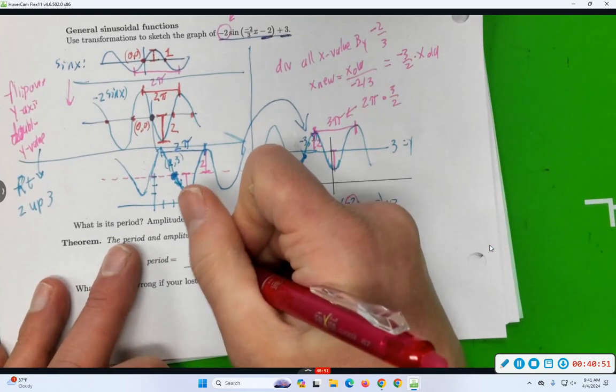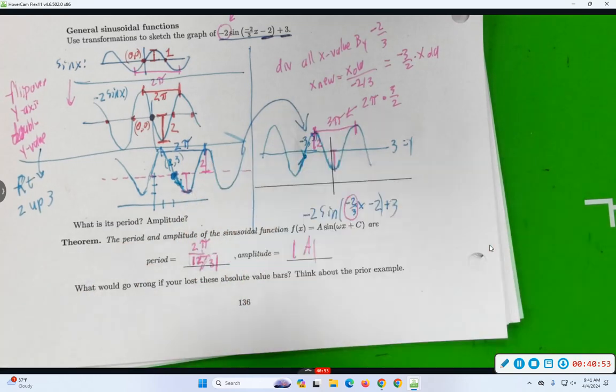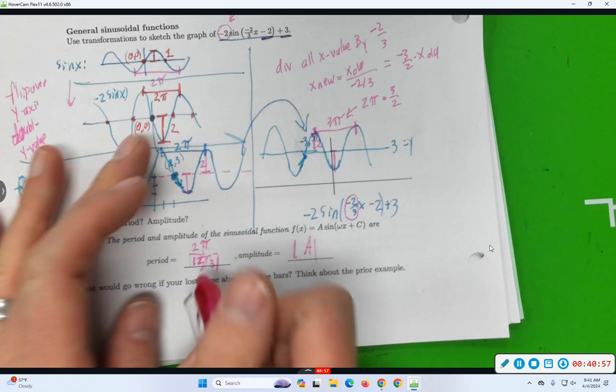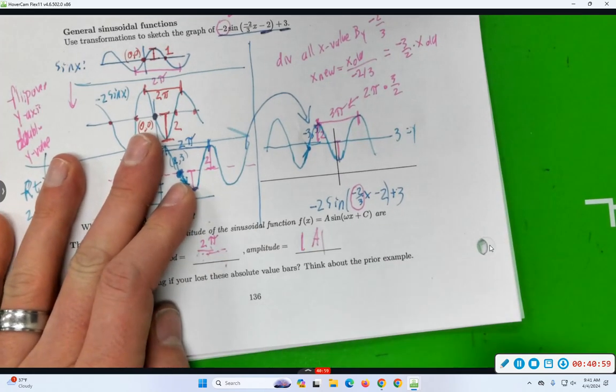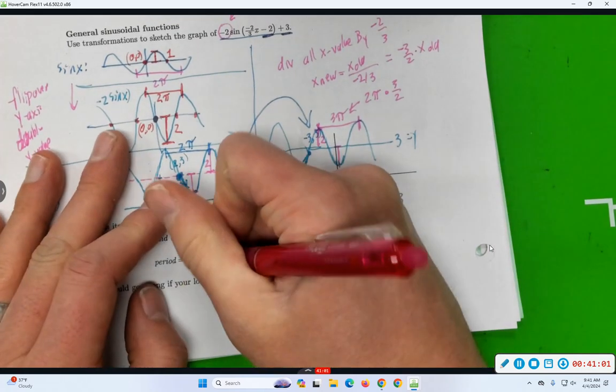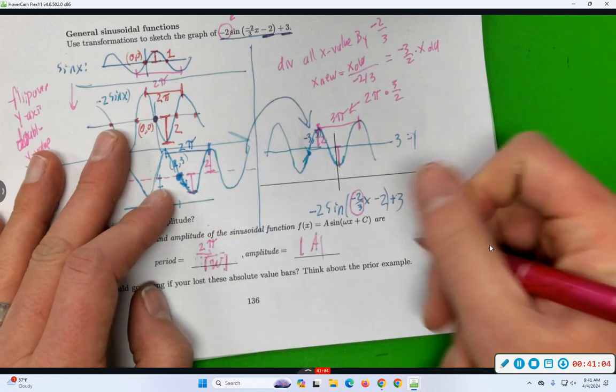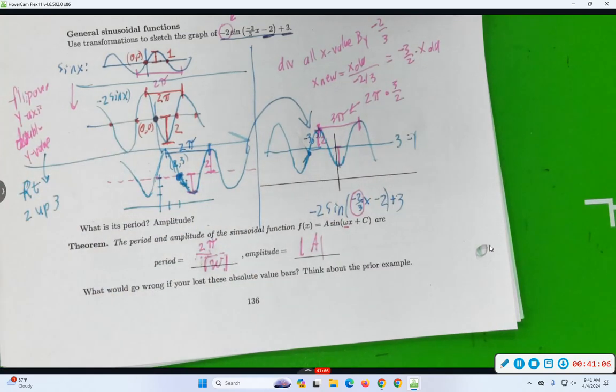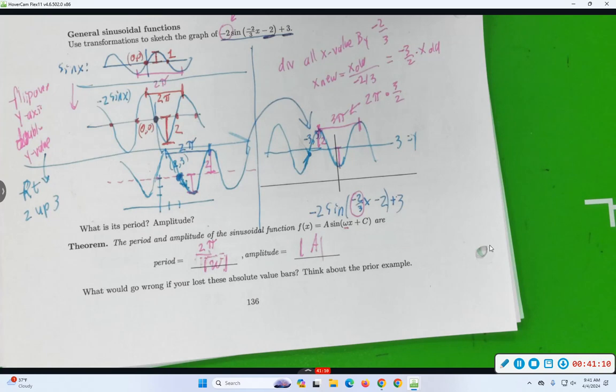Hard to read. So the period of any periodic function is 2 pi divided by the absolute value of that parameter, omega. Is that the same W for angular speed? It's very much related. So let's notice what you said earlier.